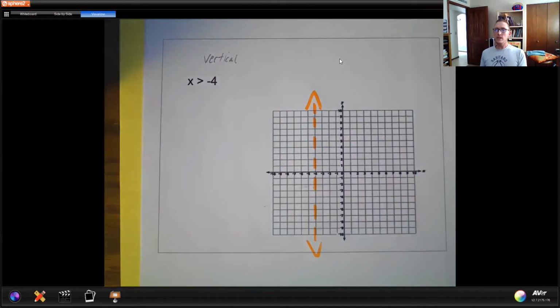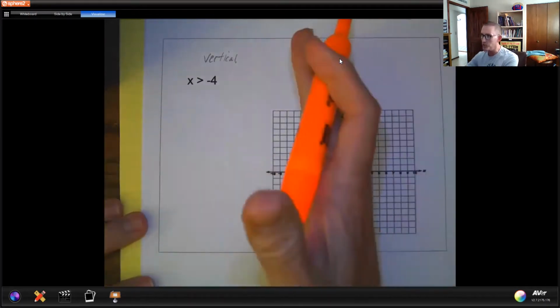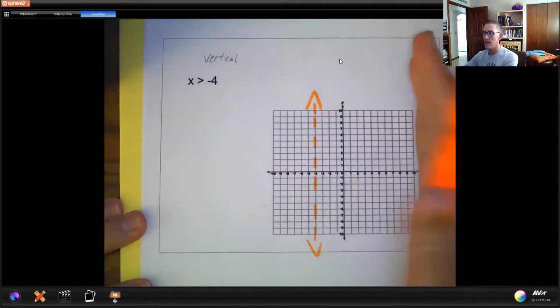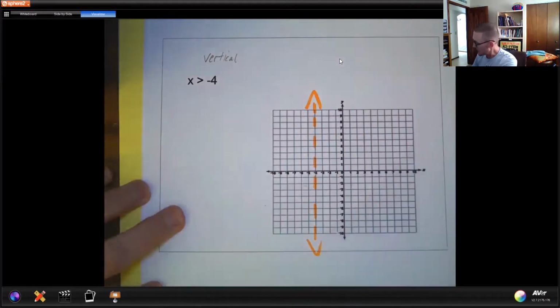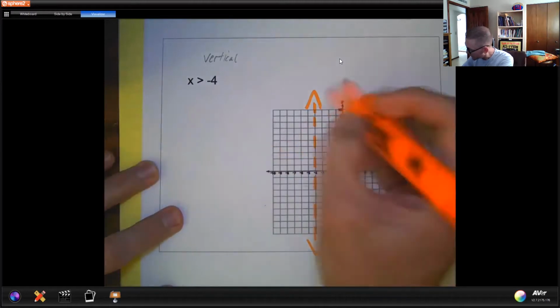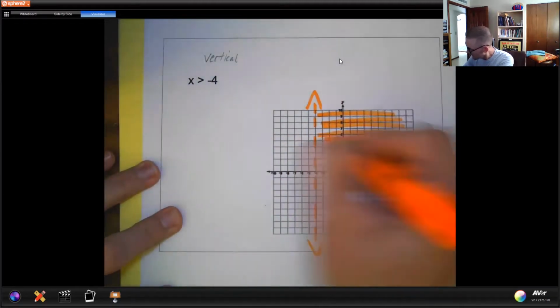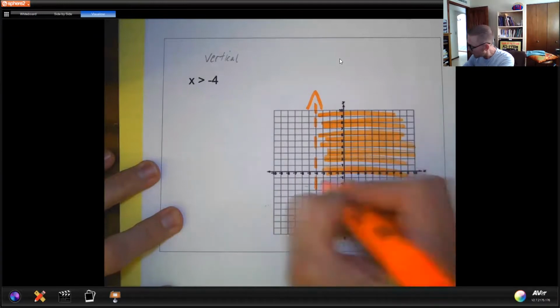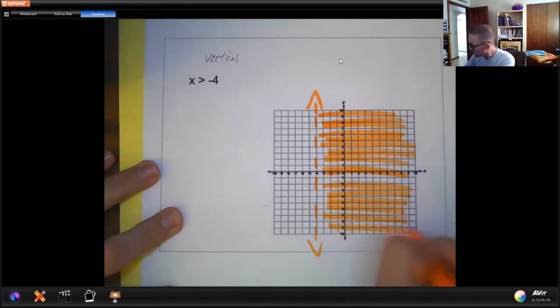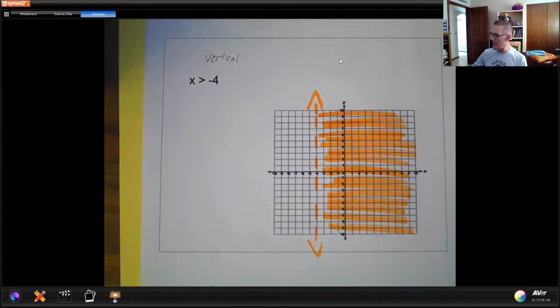And now this one, I could go ahead and pick a point, but the real way is to just look at the x and say, okay, what do we know about x? It wants all of the x values that are bigger than -4. Well, where are those? Those are all to the right, because that's everything on the x-axis that is bigger than -4. So I'm going to shade this whole side that is to the right of that dotted line. Anything on that side is a solution.